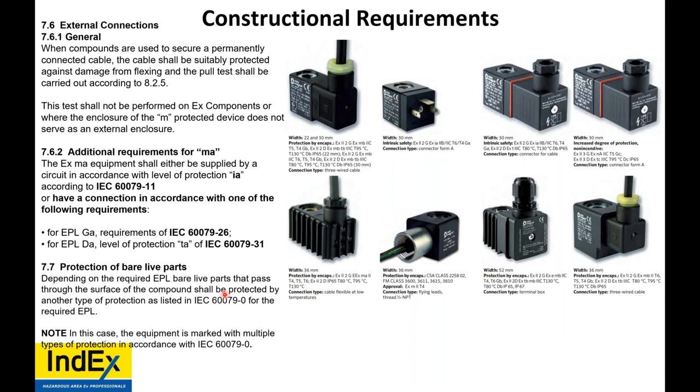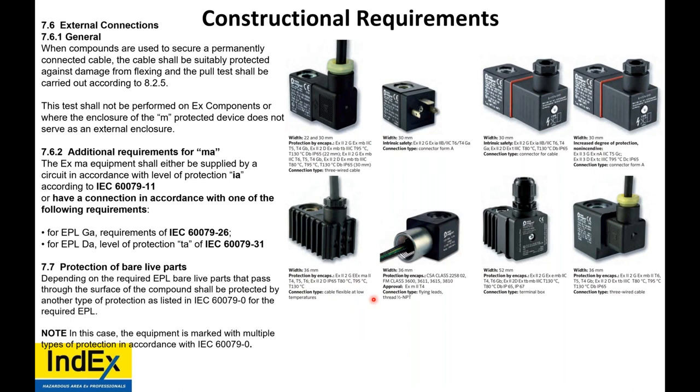Now, external connections. Where compounds are used to secure permanently the connection of a cable, the cable shall be suitably protected against damage from flexing and the pull test. That would be this bottom one here and this one here. And this one here. The test shall not be performed on Ex components or where the enclosure of the Ex m does not serve as an external enclosure. So Ex m does serve as an external enclosure on these ones, because they're not multiple forms of protection. They're just Ex mb, Ex ma.